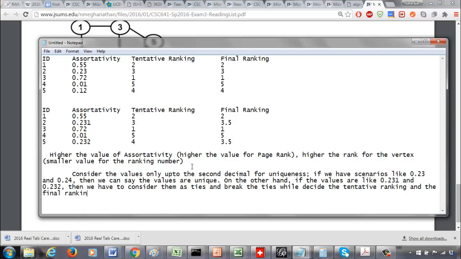Okay. So if it is 0.23 and 0.24, we could consider unique. But if it is 0.231 and 0.232, go ahead and consider them as ties and break the ties depending on how it should be done. Okay. So if you guys have any questions, go ahead and email me regarding this. Okay.